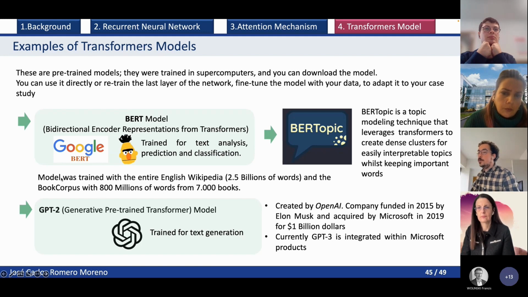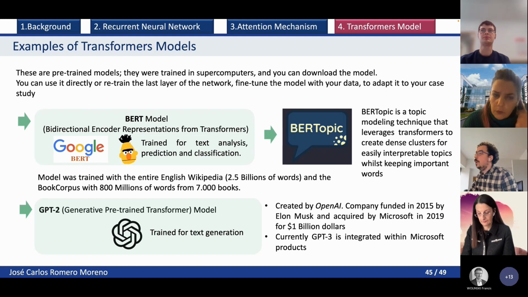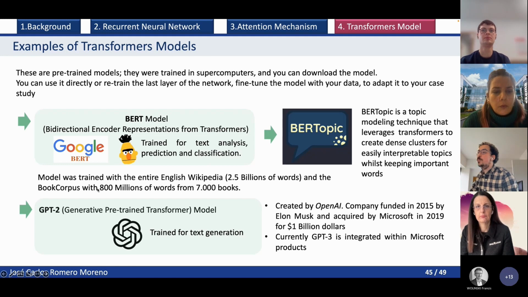To help you understand the dimensionality of this model, it was trained using the entire Wikipedia. Basically, they fed the model the entire Wikipedia, which has 2.5 billion words, and the entire book corpus of Google, which has more than 7,000 books with more than 800 million words.